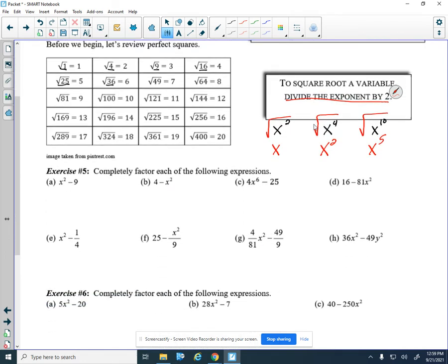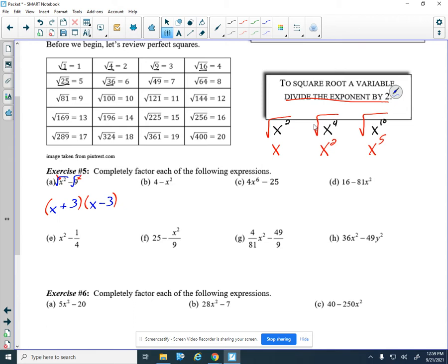So my first one, x squared minus 9. These are both perfect squares, and it's connected by subtraction. So I set up my two parentheses. I'm going to take the square root of the first term, so the square root of x squared, which is x, and that goes in the front of both parentheses. And then the square root of 9 is 3. Goes at the end. One needs to be positive and one needs to be negative.